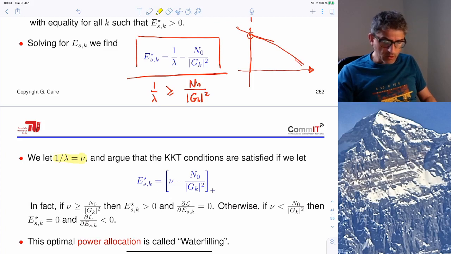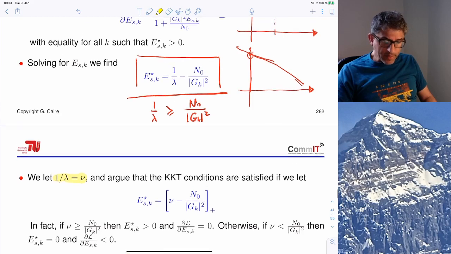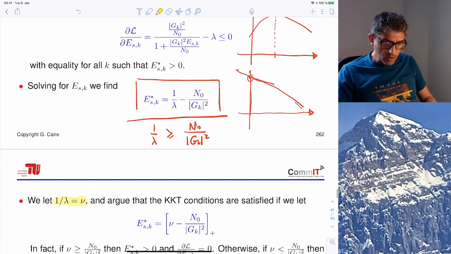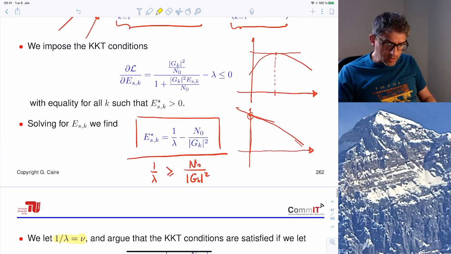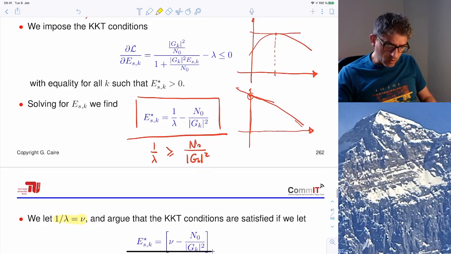And say 1 over lambda, I call it nu. You can re-parameterize the Lagrangian multiplier as much as you want because they're just auxiliary variables. Then it turns out that when this difference is positive, then we have found the stationary point with respect to the primal variable E_k. When this difference is negative, then it turns out that replacing E_k equal to 0 yields a non-negative derivative.